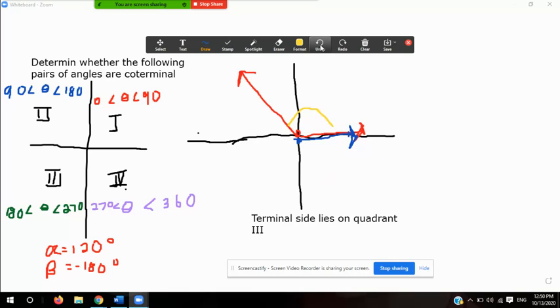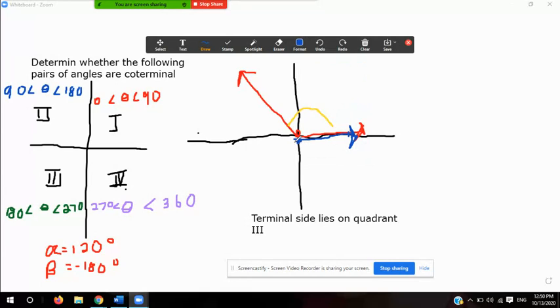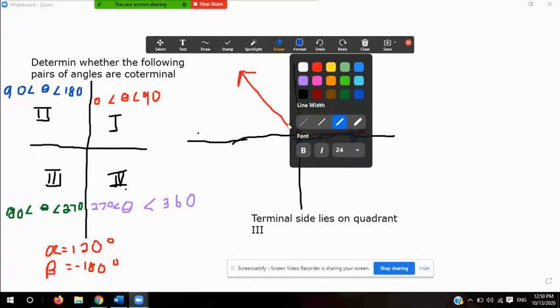So the terminal side of this negative 180 degree angle would be more or less, excuse me, here. It's a straight angle, so it would actually go this way. And if you notice, it's a straight angle. That means that it's 180 degrees, but it's negative. The terminal side of this angle is negative.